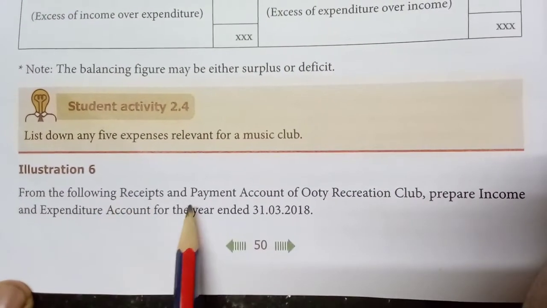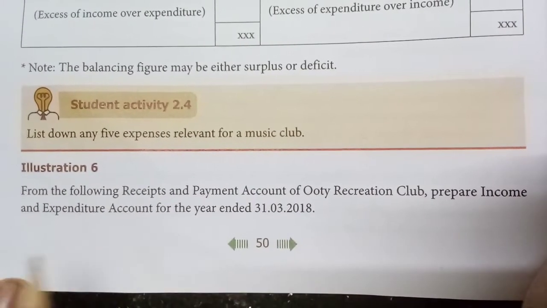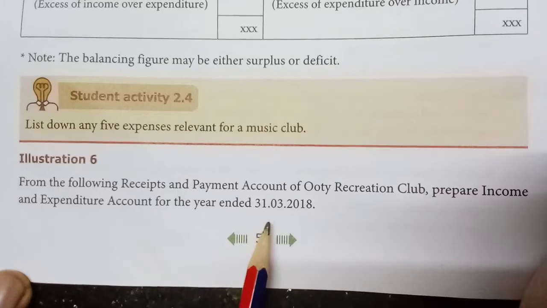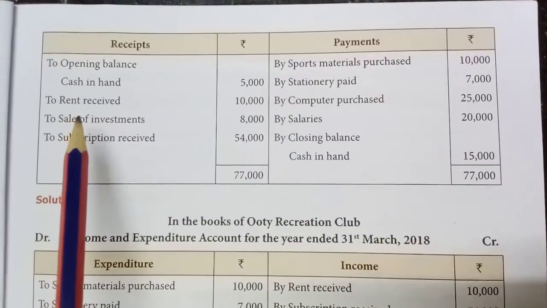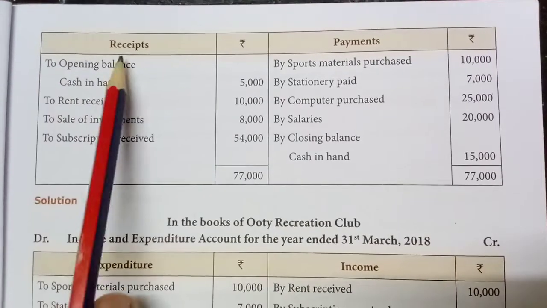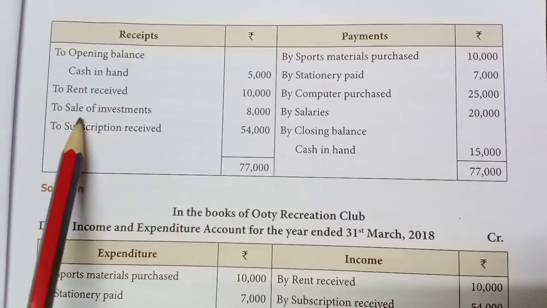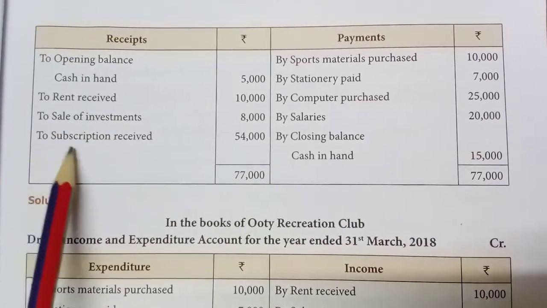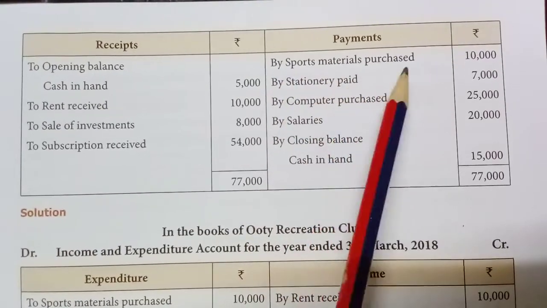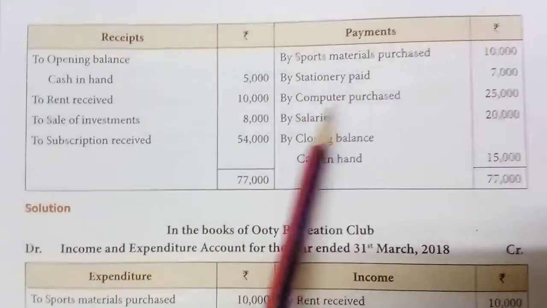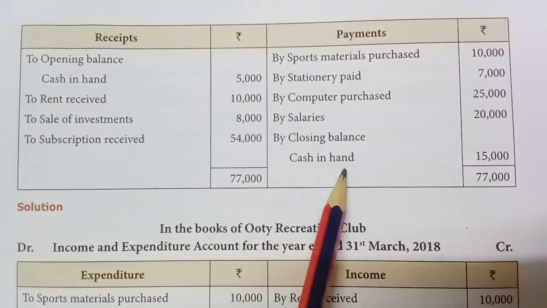From the following receipts and payments account of Ooty Recreation Club, prepare the income and expenditure account for the year ended 31st March 2018. Receipts: opening balance, cash in hand, rent received, sale of investments, subscription received. Payments: sports materials purchased, stationery paid, computer purchased, salaries, and closing balance, cash in hand.